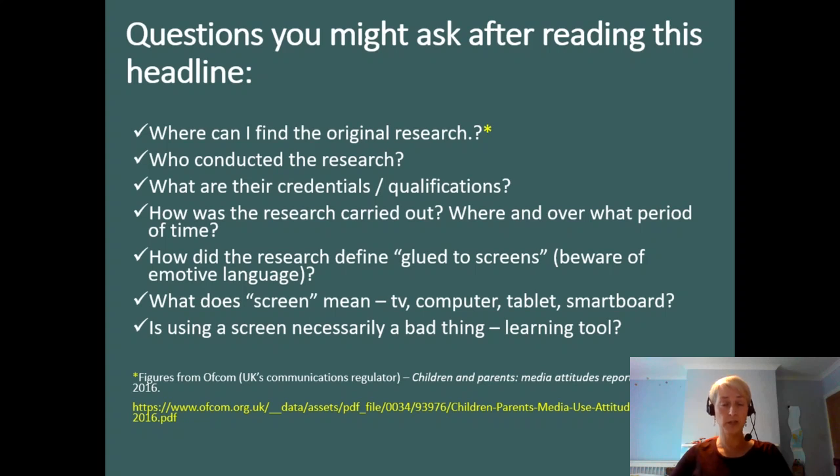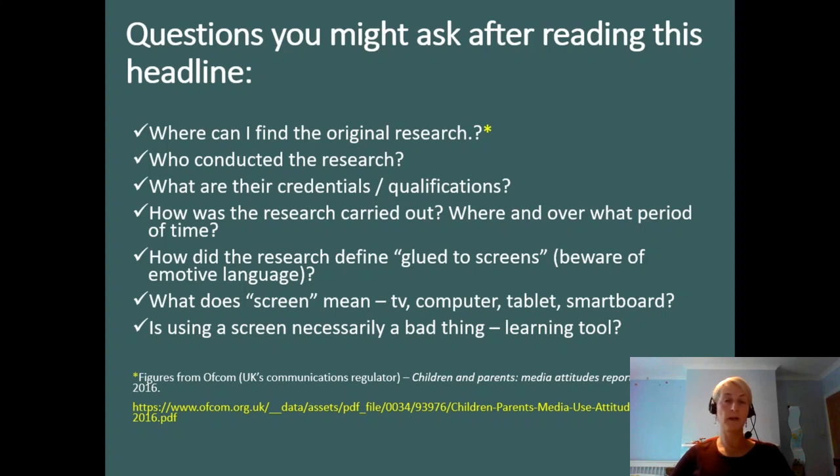And again, questioning, is using a screen necessarily a bad thing? It could be a learning tool. As I've said, in the classroom, 4-year-olds could be looking at a smart board. They could be being taught by a teacher and they could be learning from that. They could be using a tablet and doing an online maths program, or reading an e-book on a tablet. So there are lots of different things that we need to bear in mind with that.